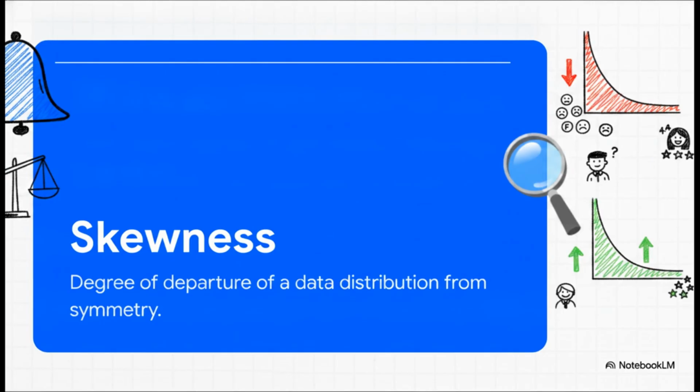But wait, an average doesn't tell you the whole story, does it? What happens if the test scores aren't perfectly balanced? That brings us to skewness, which is just a fancy way of measuring how much our class data departs from a perfectly symmetrical bell curve.